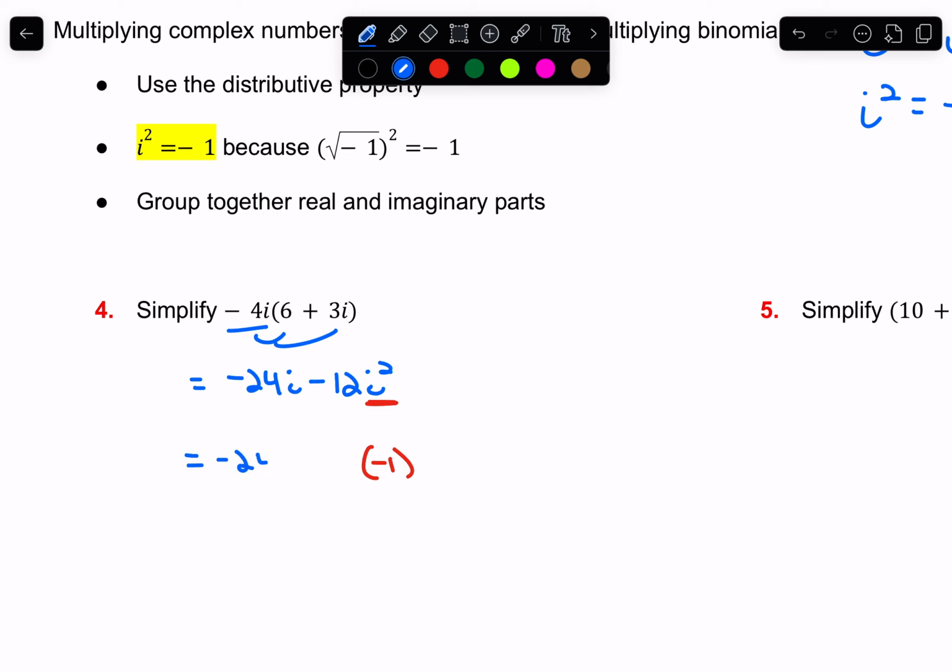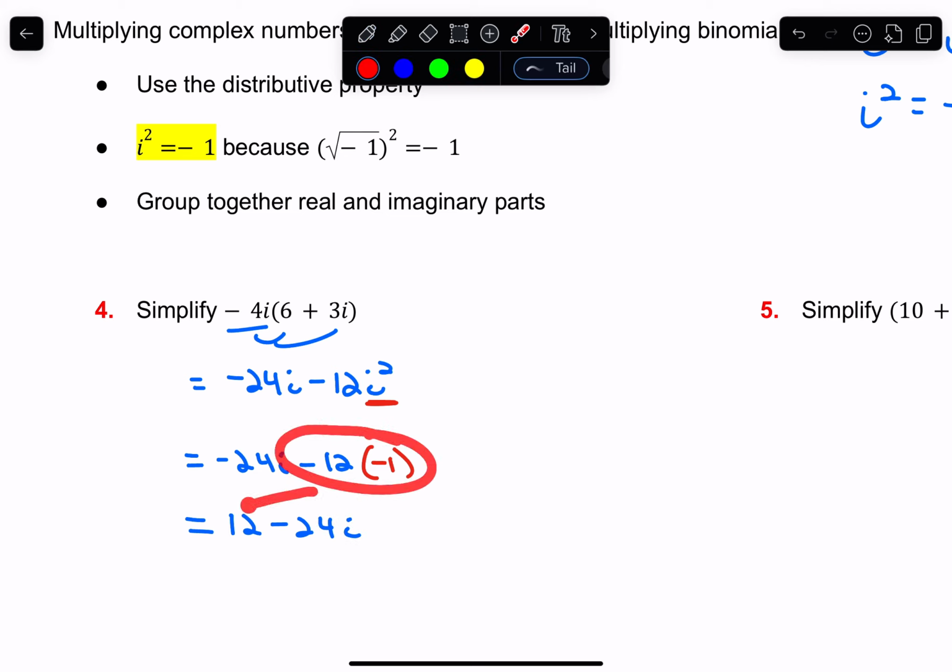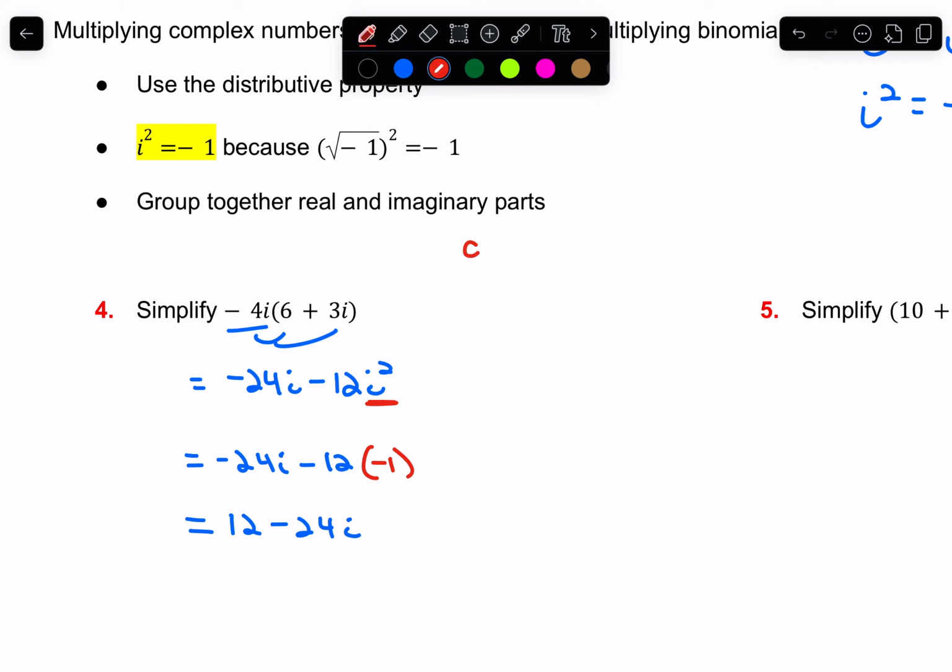So negative 24i minus 12i squared. That i squared gets replaced with a negative 1, and this becomes positive 12 minus 24i, where notice I wrote the positive 12 in front because standard form of a complex number is a plus bi. So one key there is to make sure that we replace i squared with negative 1, and the other key is to make sure that at the end of the problem, we write it in standard form, a plus bi.